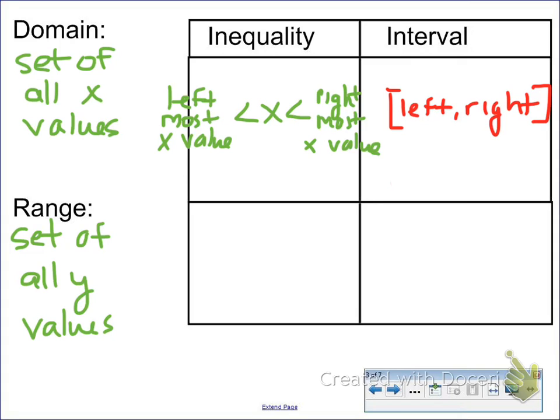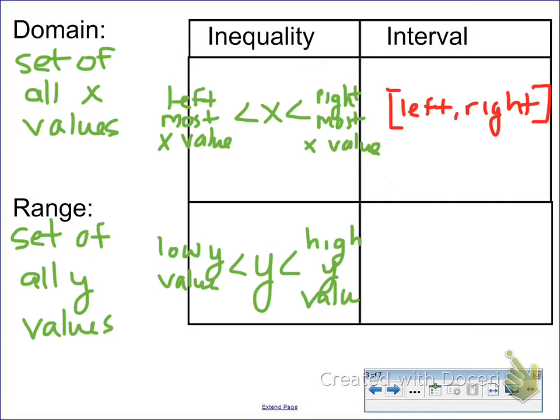Now the thing that's going to change with range is that you're going to talk low to high instead. So you're going to talk about a low y value. And now instead of x in the middle, since we're talking about y values, you want y. And then the high y value goes on the right side. I always think low left for this. You kind of just have to think range is low to high, and you're using y values to help you construct that range.